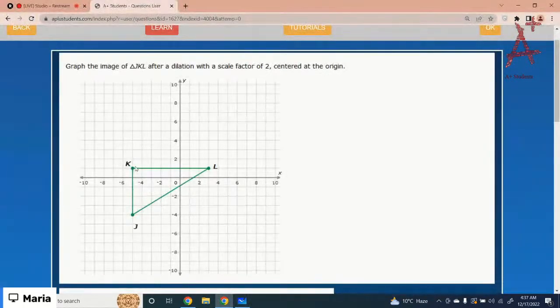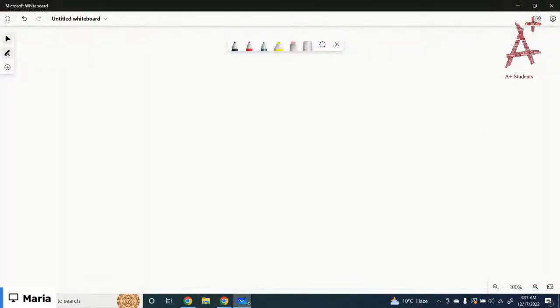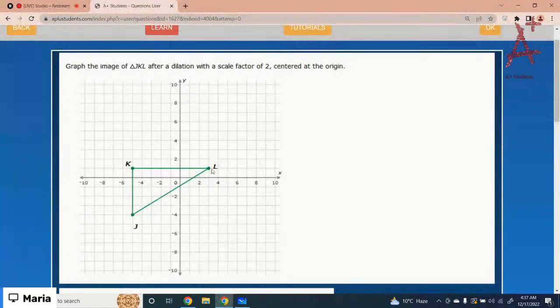So K is -5 and 1. The coordinates of K are -5 and 1. L is 3 and 1.